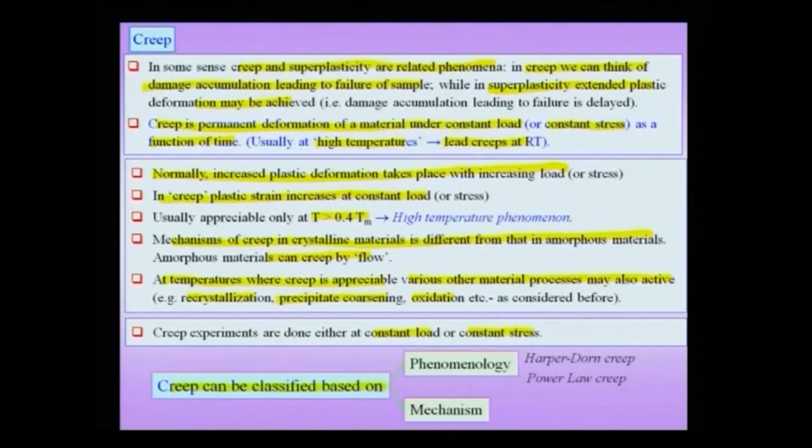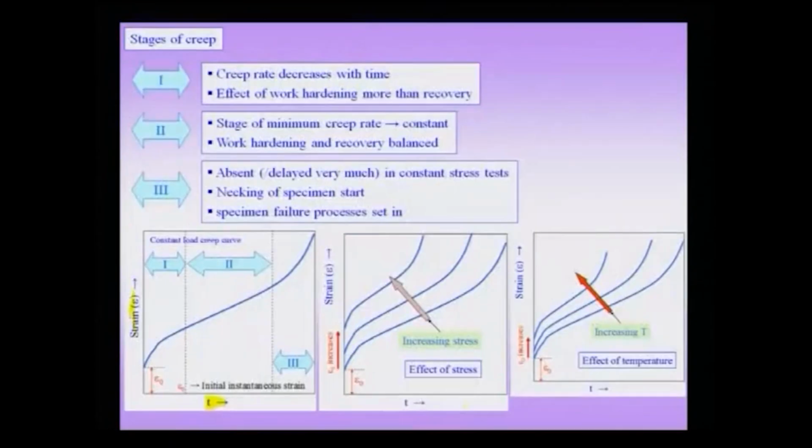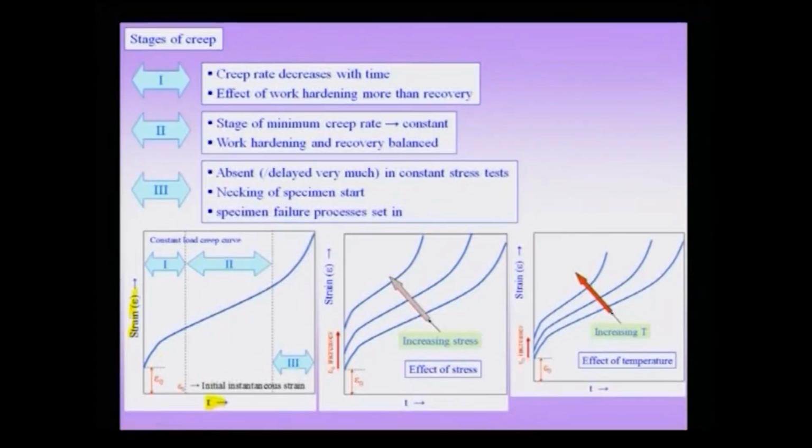Creep experiments, as I pointed out, are conducted either at constant load or constant stress, and creep can be classified based on either phenomenology, that means the kind of constitutive behavior, in which case you would call them power law creep or Harper-Dorn creep; some of these names come in. But here we will focus on the mechanistic classification of creep, which we will consider in the slide after this. But first we will take up what happens when I load a material at constant load, and plot the strain with respect to time.